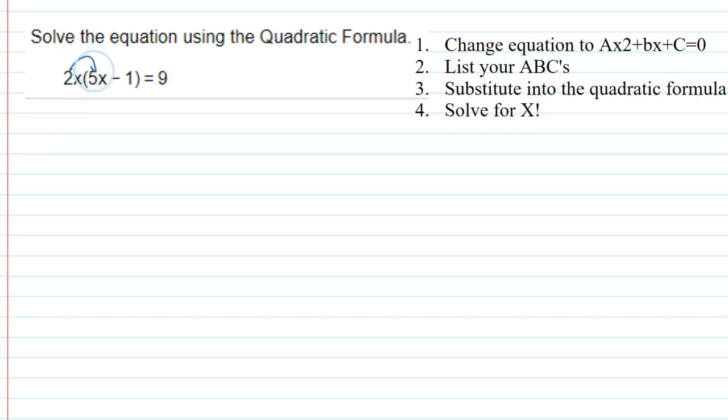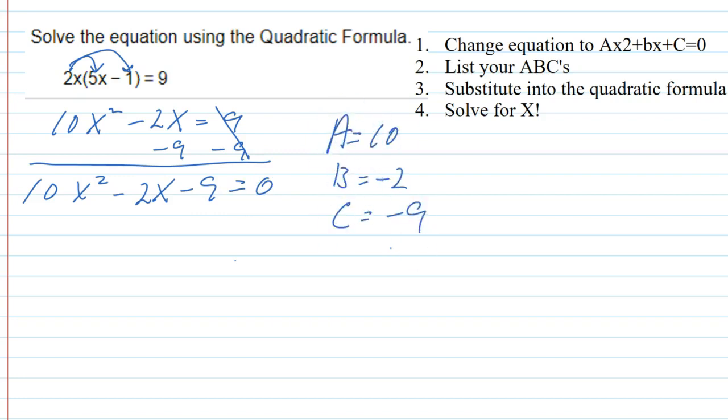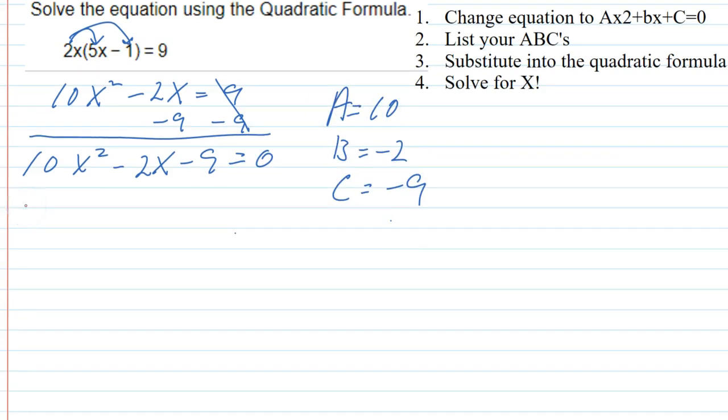In order to do that, I first need to distribute and then set it equal to 0. That gives me 10x squared minus 2x minus 9 is equal to 0. Now we list our ABCs and plug them into the quadratic formula.